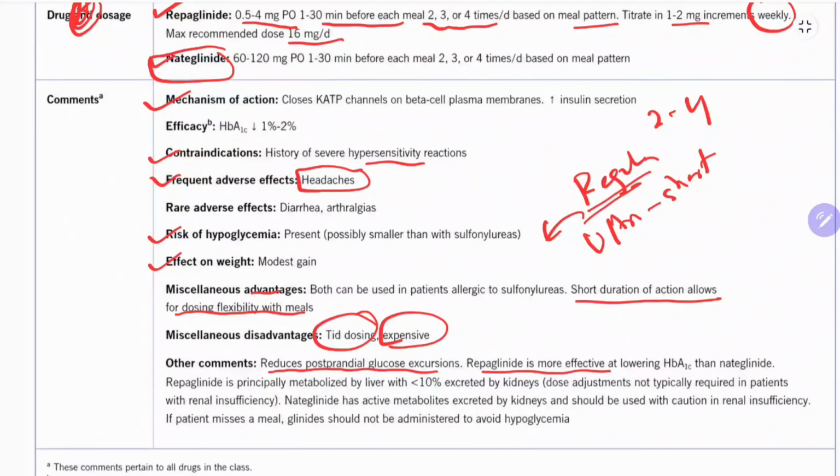Repaglinide is more effective at lowering HbA1c than nateglinide. Okay, repaglinide is principally metabolized by the liver, less than 10% excreted by the kidneys. That's why these drugs can also be used in your CKD patients. Because they are short acting, there is a low risk of hypoglycemia. And they are not excreted by the kidney; they are mainly excreted by the liver. Okay. If a patient misses a meal, glinides should not be administered to avoid hypoglycemia. Same as the top. Okay.